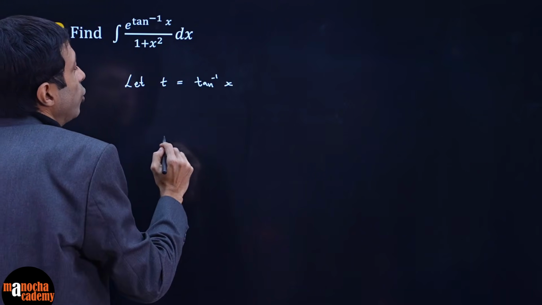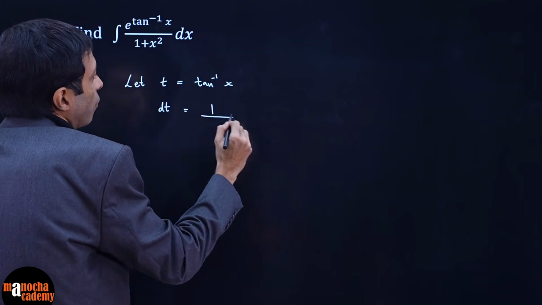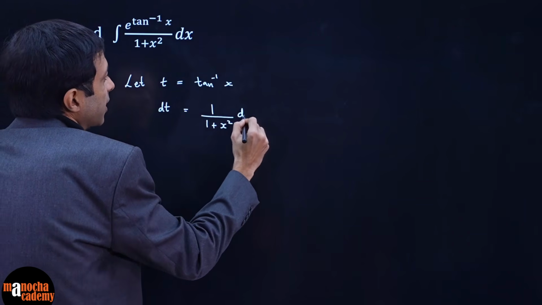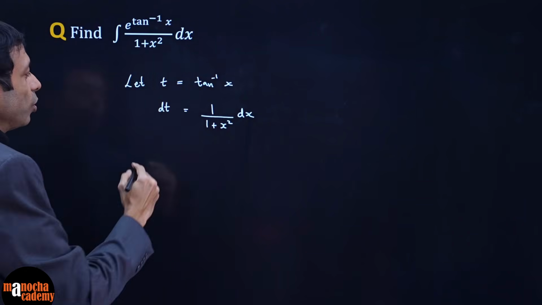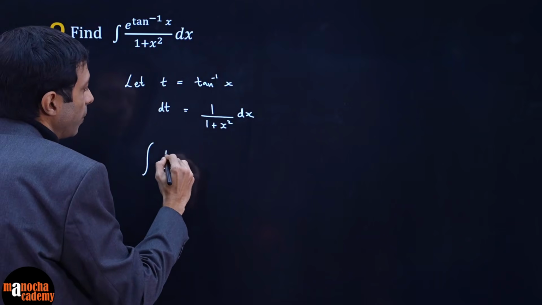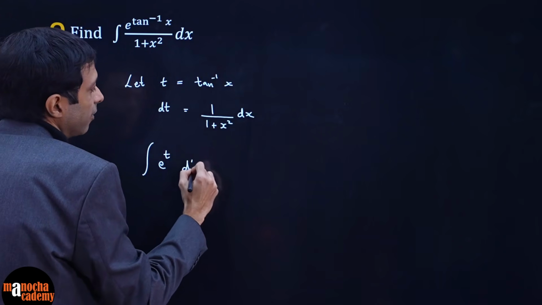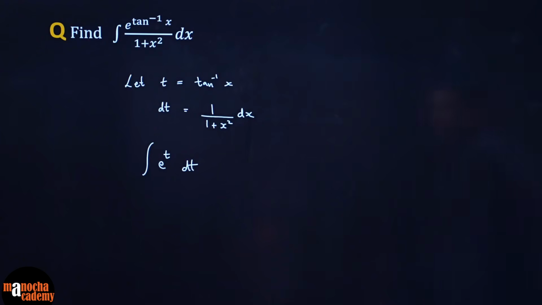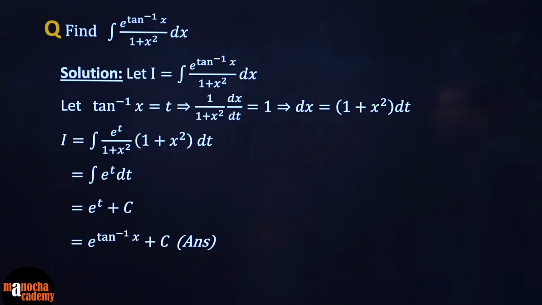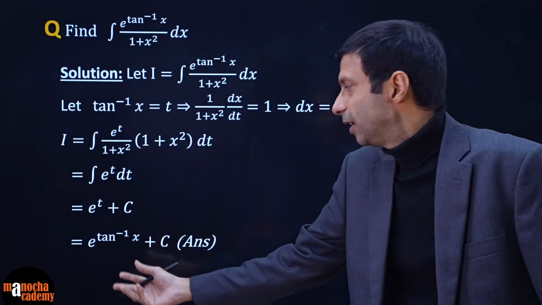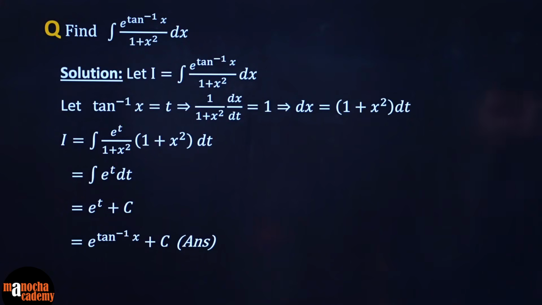Let t equal to tan inverse x. Now when you do the differentiation, dt equals 1 by 1 plus x square dx. That's exactly what we want. So the whole question becomes so simple: e to the power t, and we are left with dt. Finished? Now I'm sure you can finish it off for me. Can you see how easy the question becomes? E to the power t plus c, and substitute it, done. That's the idea. That's how you solve these questions, by substitution.